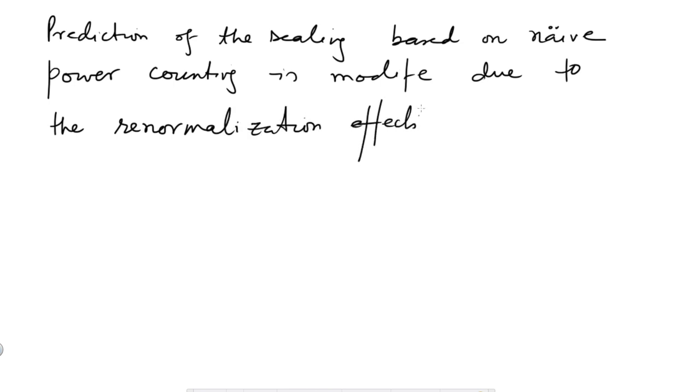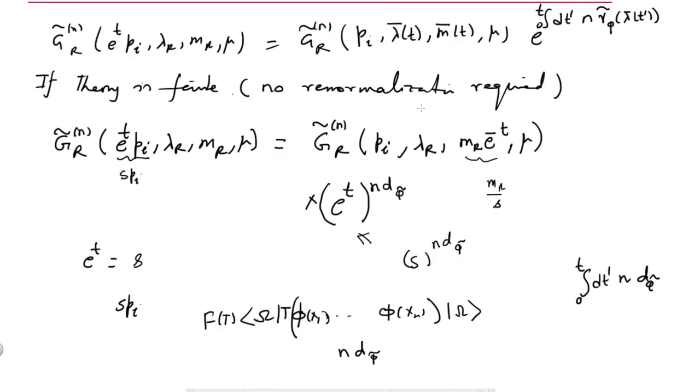Okay. And as I have just told you, if renormalization was absent, then you do indeed get a naive scaling based on power counting. But this is the true result. This is in the special case of a finite theory. Okay, we'll discuss more about this solution that we have obtained in the next video.